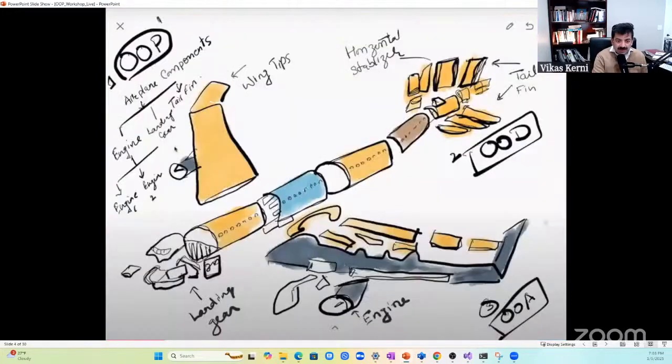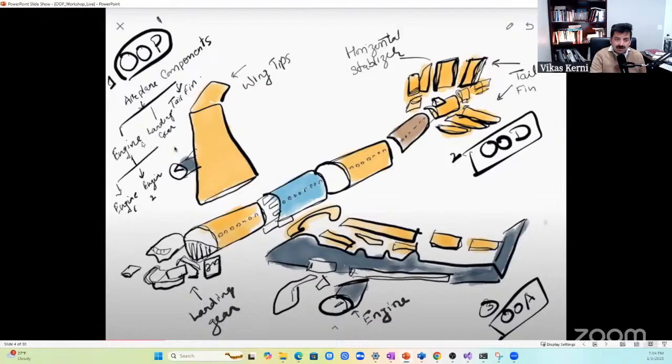So let's take an example of an aircraft. An aircraft has a lot of components. So it has landing gear, it has an engine, it has a tail fin, horizontal stabilizer, wings. So if we look into the object-oriented analysis, an airplane is made of components. They all could be made of the same material. So in airplane components, we have engine, we have landing gear, we have tail fin.